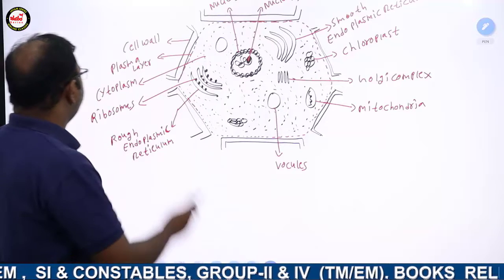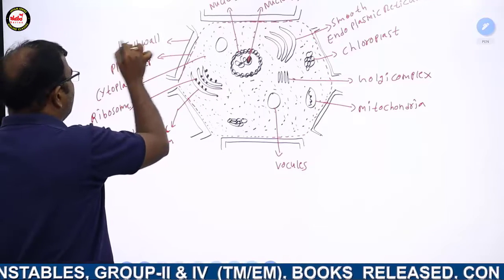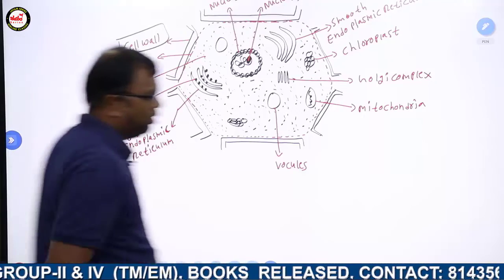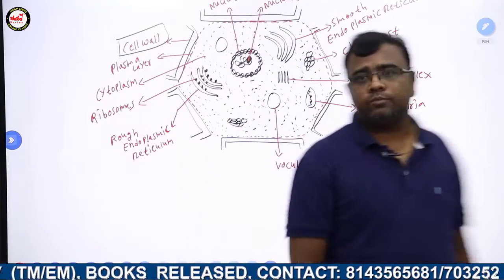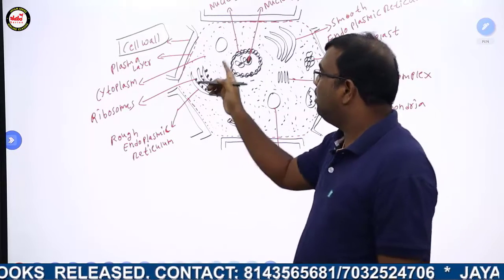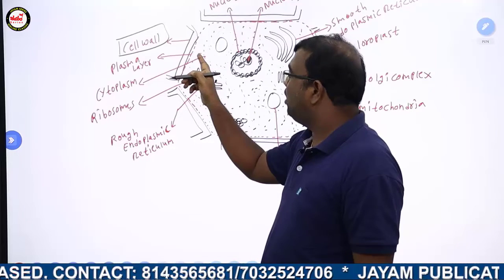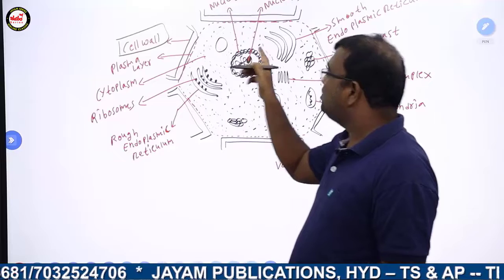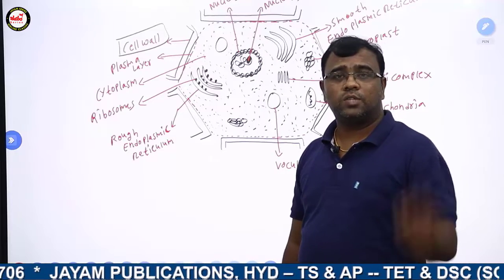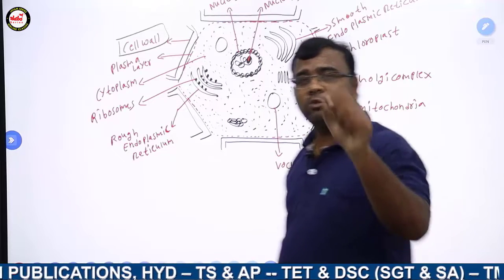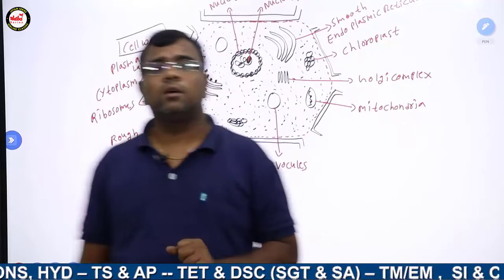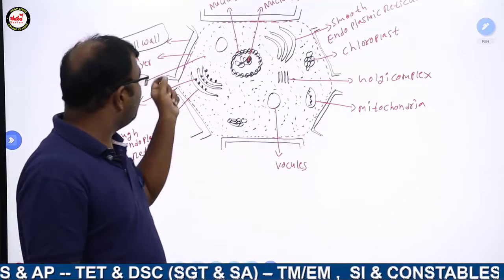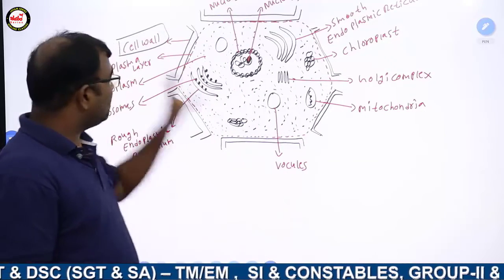I will first explain about the cell wall. Look at this picture. The cell wall protects the plant cell. The main function of the cell wall is to give structure to the plant cell.